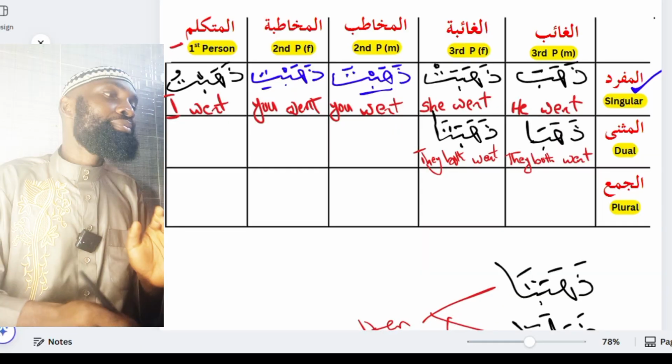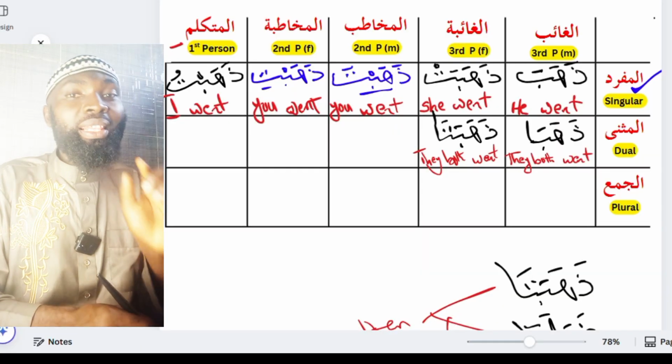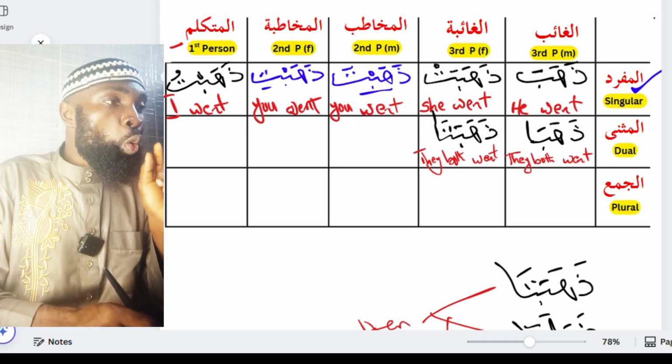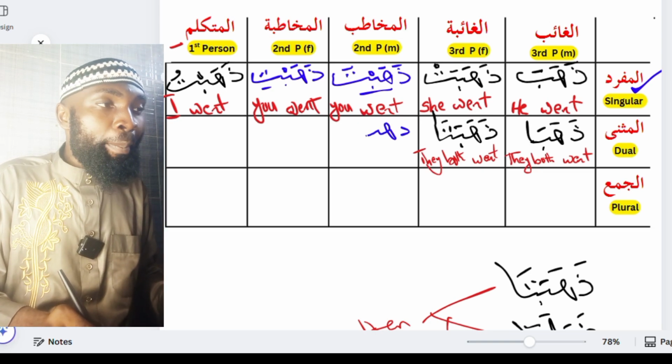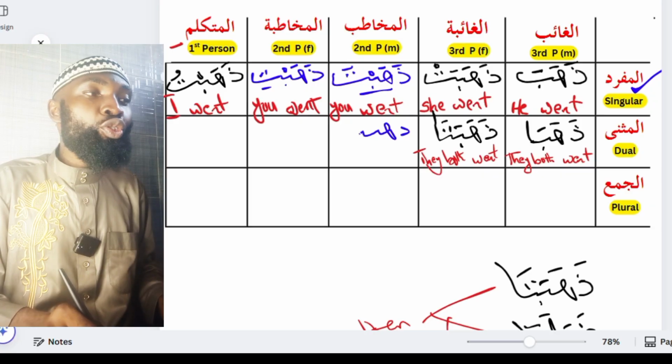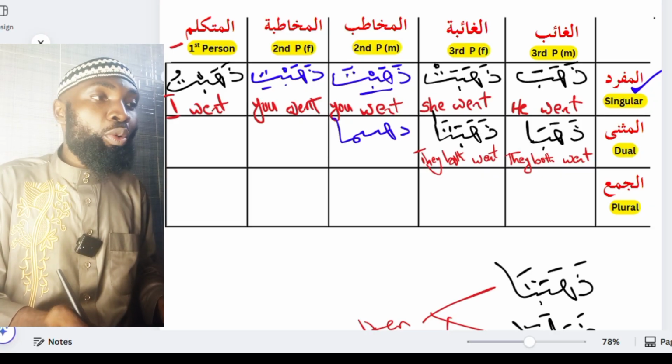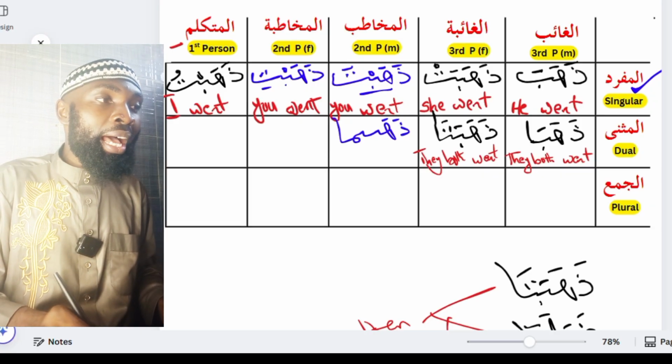It is easy. Now, what we had was dhahabta. So we are still going to bring in the dhahab here. Dhahab. But instead of ta, this time it becomes tuma. Look at it. To be what? Dhahab.